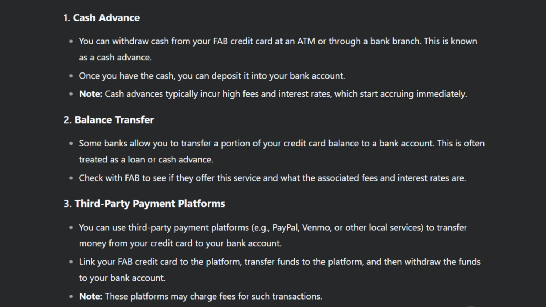Please note that these methods may involve fees, interest charges, or other restrictions, so it's important to review the terms and conditions of your FAB credit card and consult with the bank for the most accurate and up-to-date information.